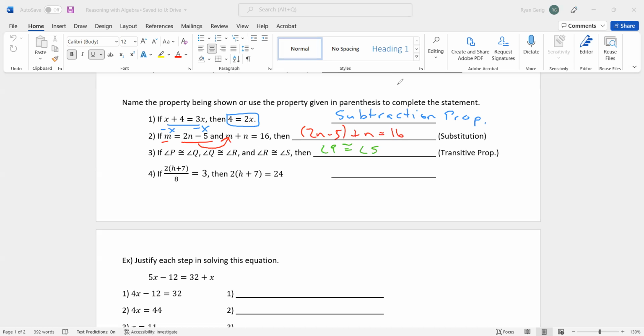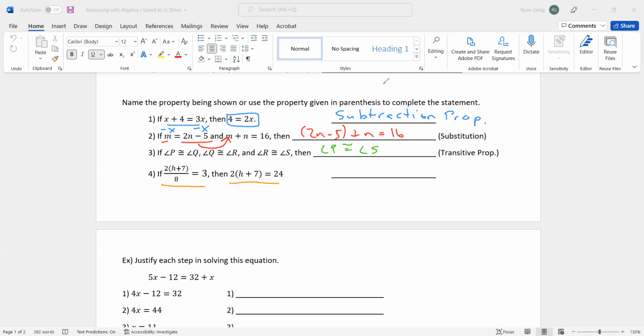Now the last one, number 4 here on the front, a lot of people mess this up. I think a lot of people are going to say distributive property. That might be what you would do. But I'm not asking what you would do. I'm asking what was done. So you need to look at this from here to here. What was done? Well, I didn't even distribute the 2, so that's not the distributive property. What moved was the 8. The 8 is gone, right?